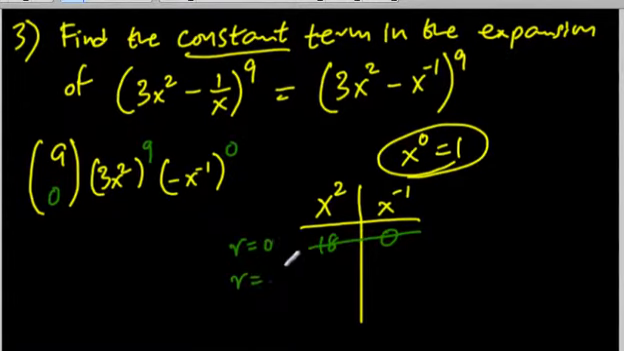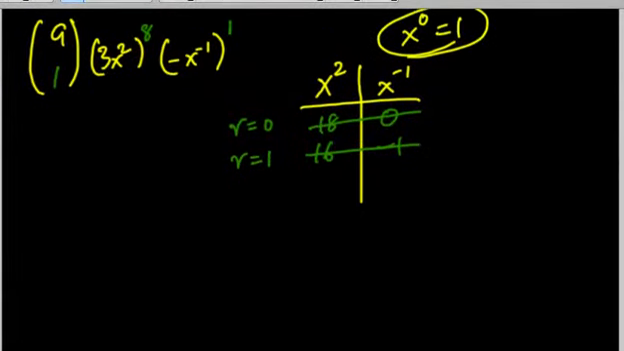So let's try r equals 1. If r equals 1, then this is equal to 1, that's equal to 1, and this is equal to 8. Now this term doesn't matter. Remember, 9 choose 1 is just a number. What we're after is really to make sure that the exponents of the variables sum up to 0. So 2 times 8 is 16, and negative 1 times 1 is negative 1, and these definitely do not add up to 0.